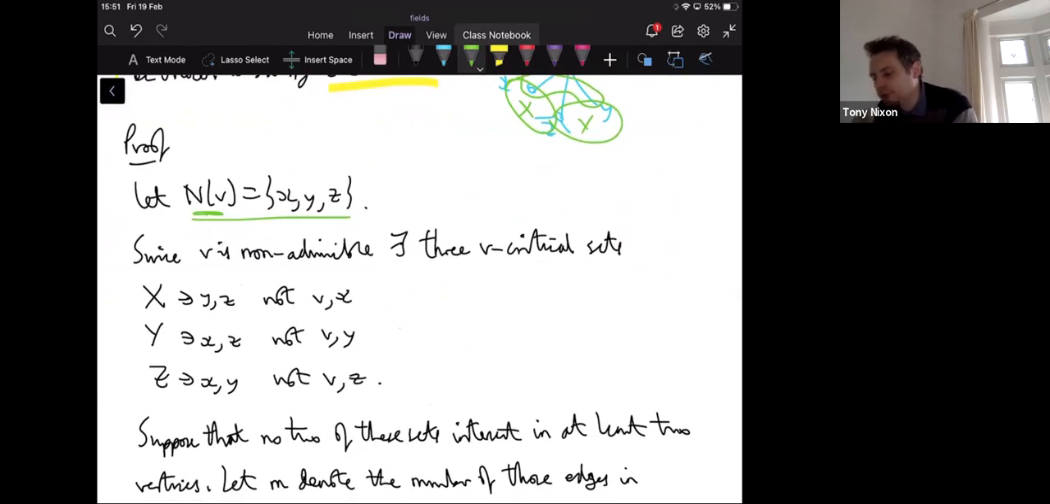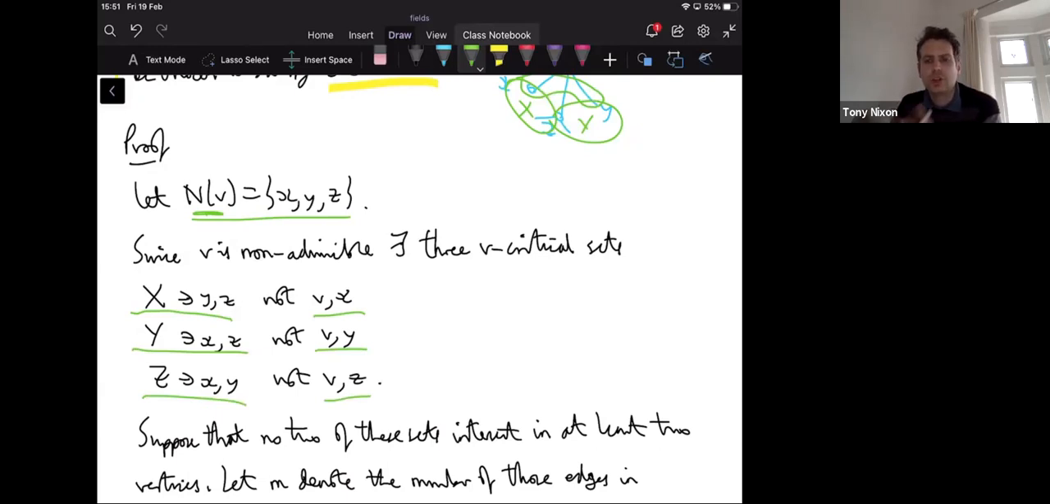So that tells us there are 3 V critical sets. Let's say X contains Y and Z, but not V and X. Y contains X and Z, not V and Y. Z contains X and Y, not V and Z. So I have these 3 blocking sets, X, Y, and Z, and I'm going to show that the union of some pair of them is the X and Y I want in the lemma.